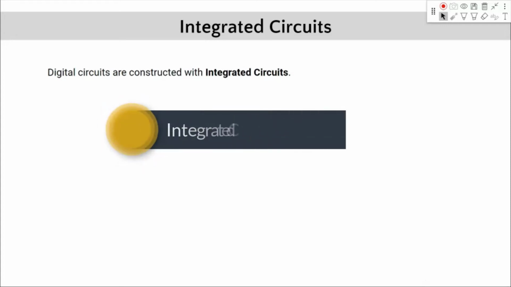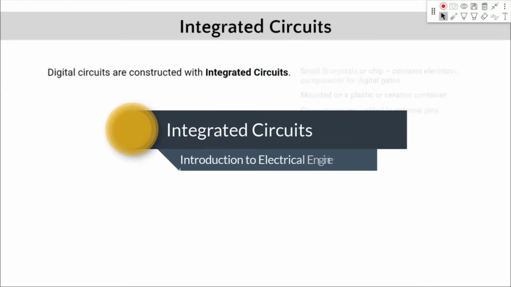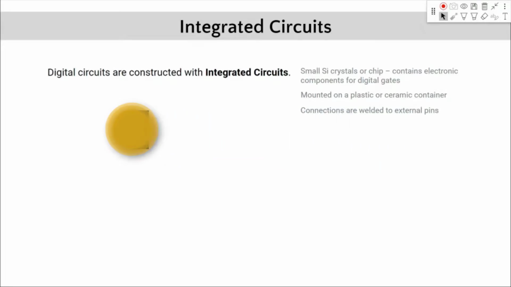We already know that digital circuits are constructed using integrated circuits. And what are these integrated circuits, or what we call ICs fondly? They are small semiconductor crystals or chips, typically silicon, and they contain electronic components that constitute digital gates. They are typically mounted on a plastic or a ceramic container so that they are resistant to heat and temperature changes. And then the connections are welded to external pins.